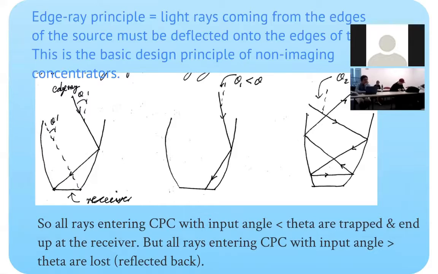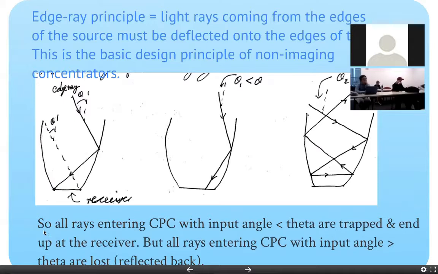And that's the basic idea. So what this is saying is that if I design the edge ray to focus at the edge of the receiver, I can collect anything with an angle which is less than the edge ray angle. If it's greater than the edge ray angle, it leaves the system.